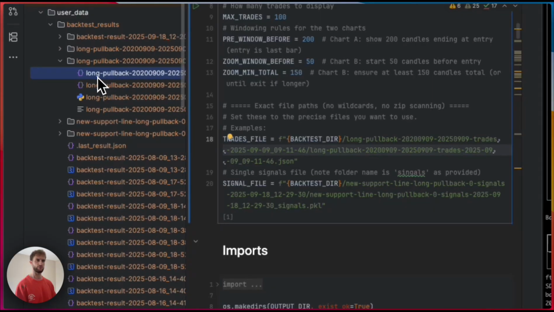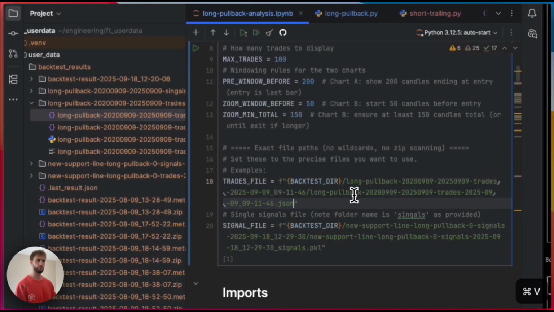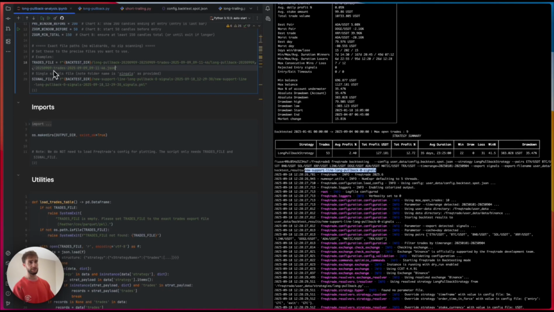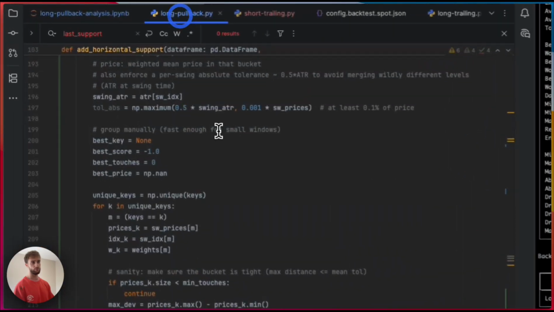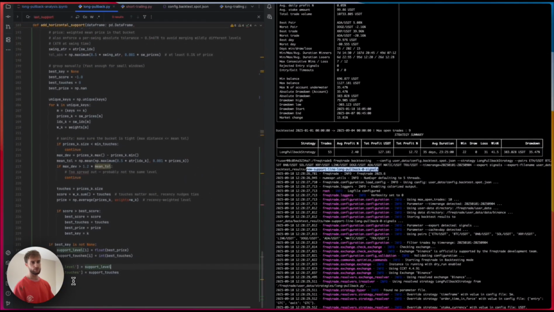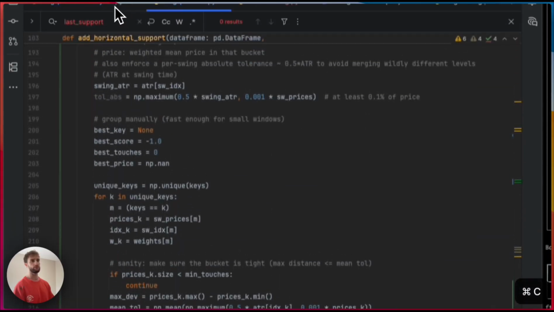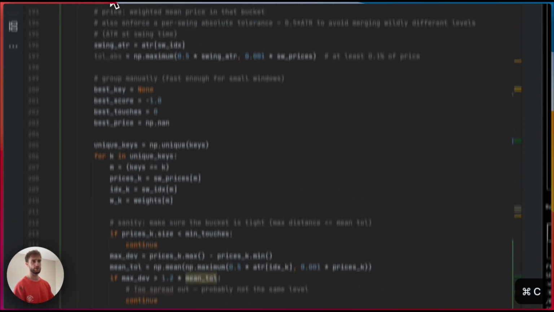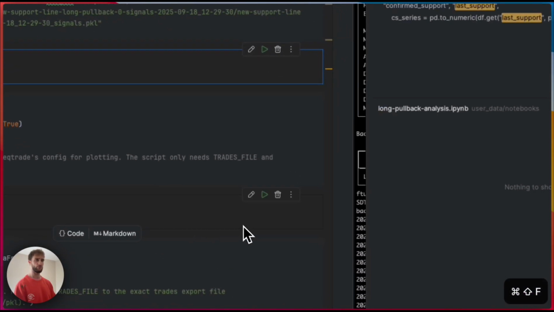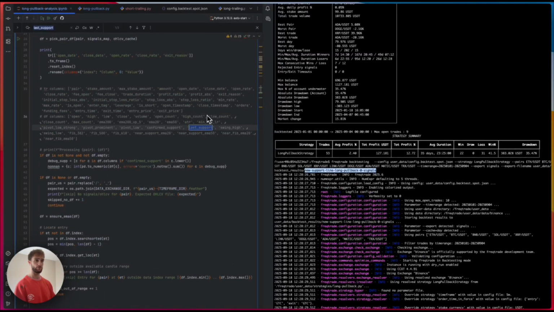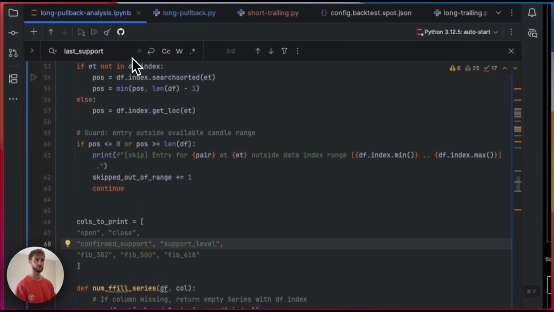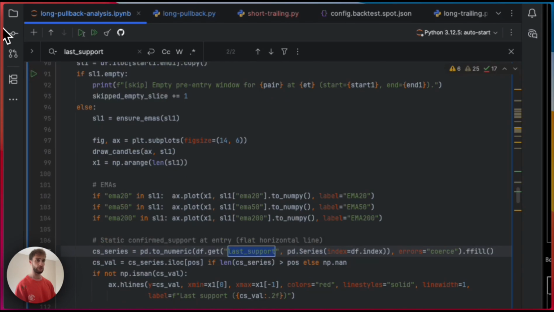This one, I suppose. Yep. Cool. The only difference is that the long pullback code no longer uses support plus support. Instead, it uses support level terms. So we need to make sure that every mention of last support here is actually support level.